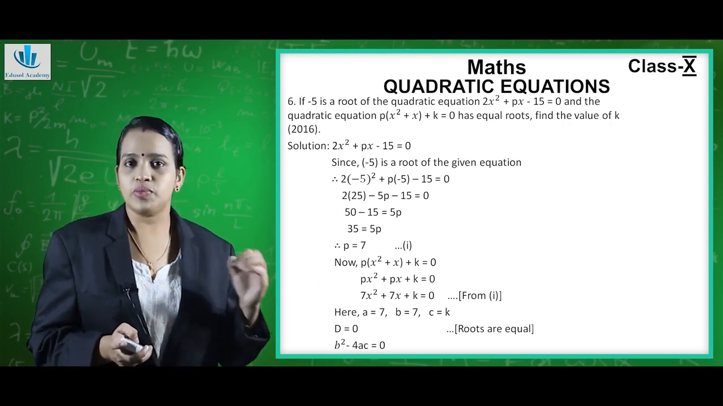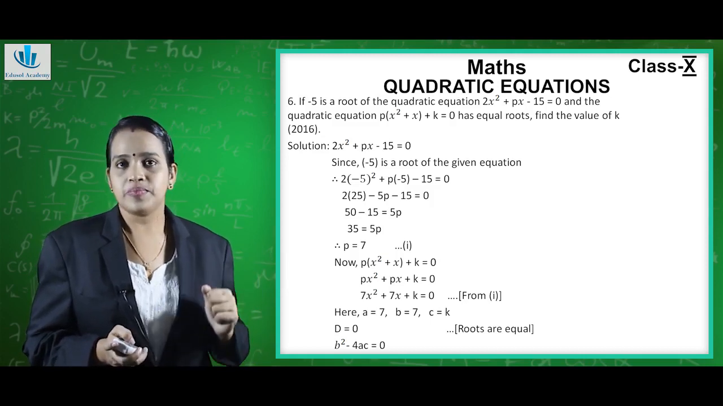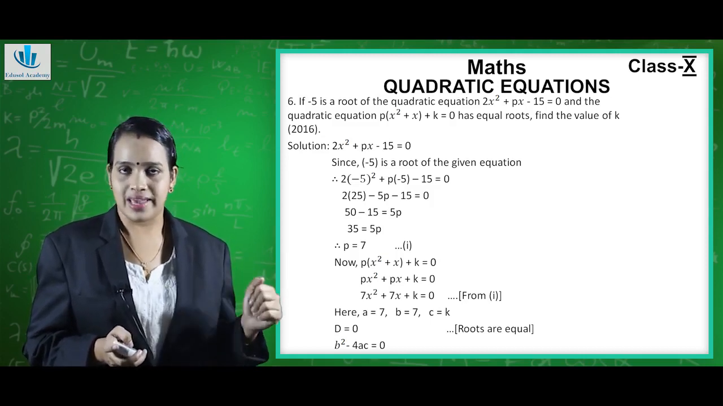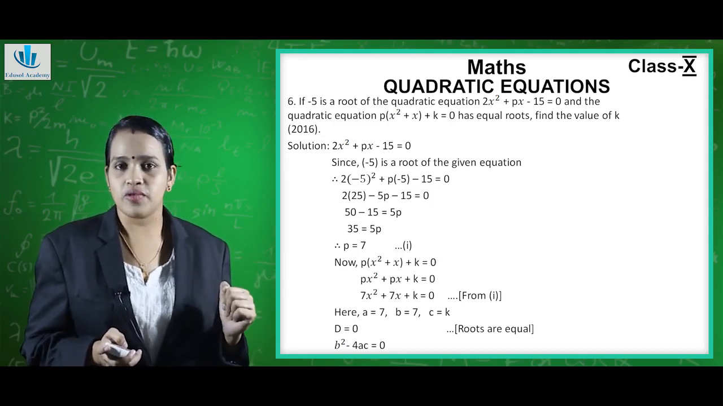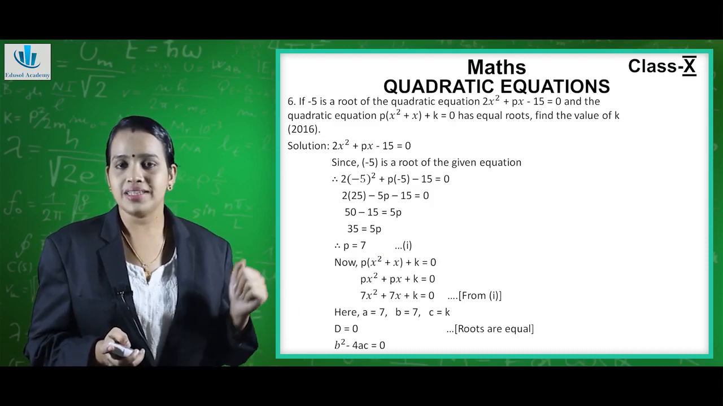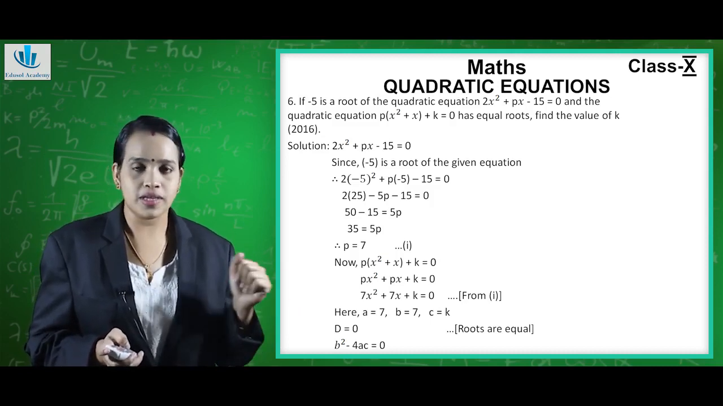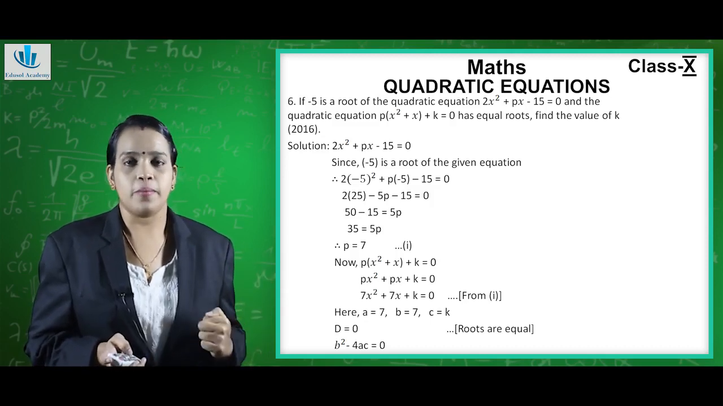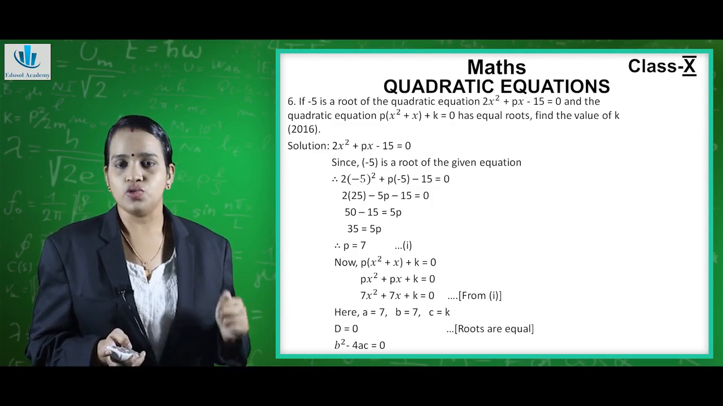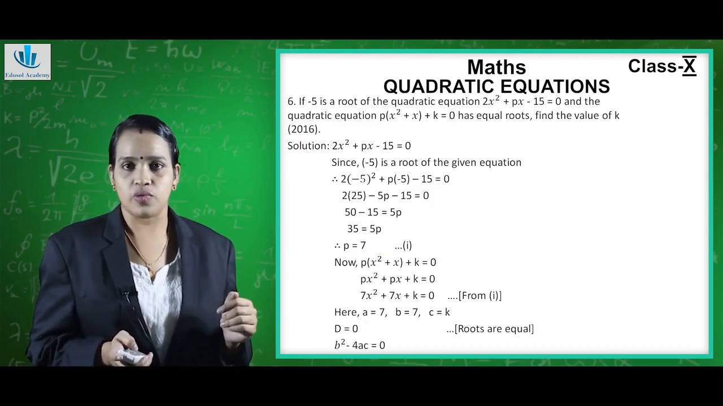Now what we will do, we will put the value of p in the second equation, that is px² + px + k = 0. So we'll put the value of p over here. First we will open the bracket. So px² + px + k is equal to 0. Now we will put the value of p. So 7x² + 7x + k = 0. That is our equation 1.